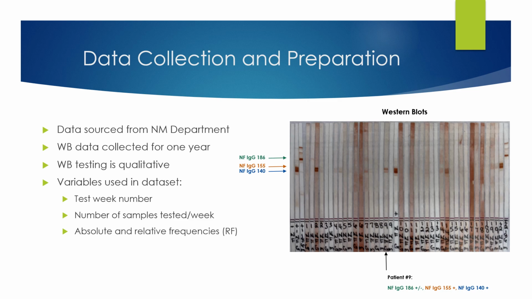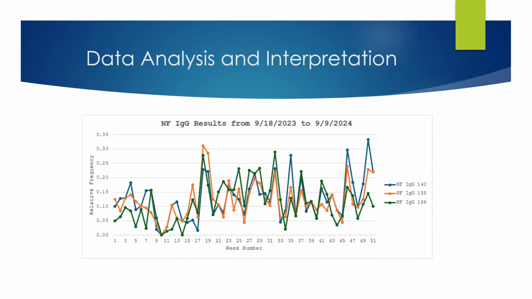For absolute frequencies, I recorded the number of positives for each antibody type, and I divide the number of positives for each type by the total tested that week for the relative frequencies. For example, if there were a total of 50 patients tested and 10 tested positive for Neurofascin 140, this would give a relative frequency of 0.2.